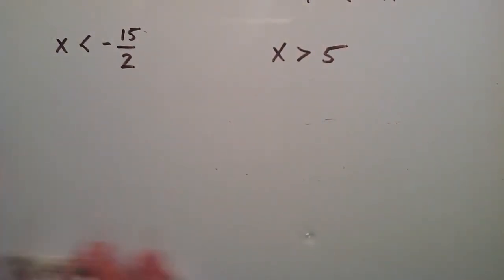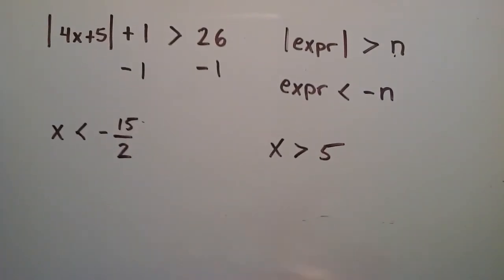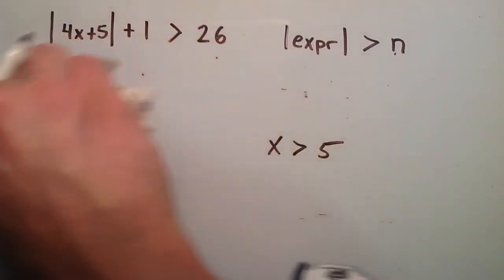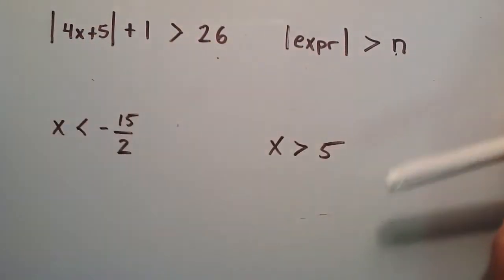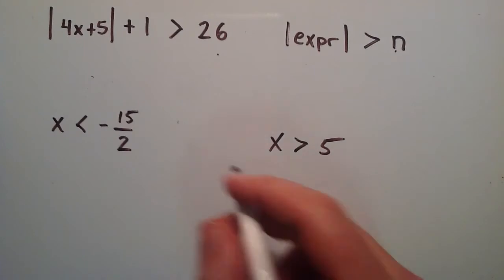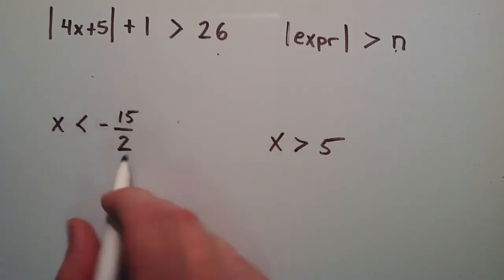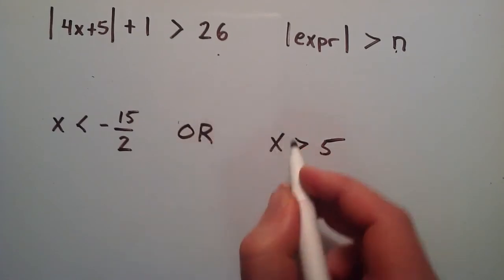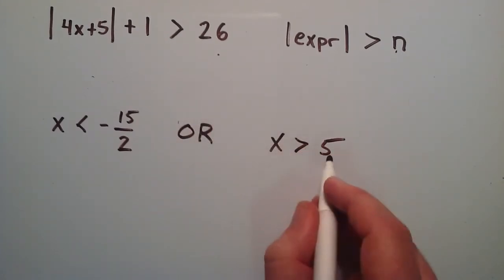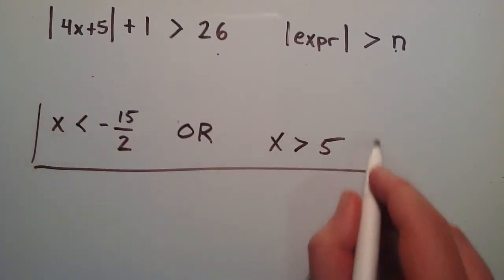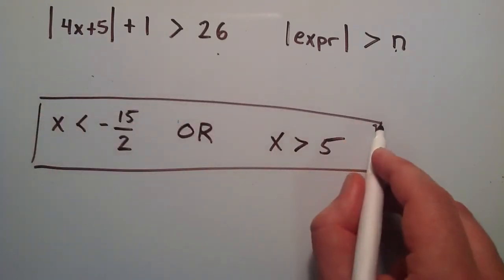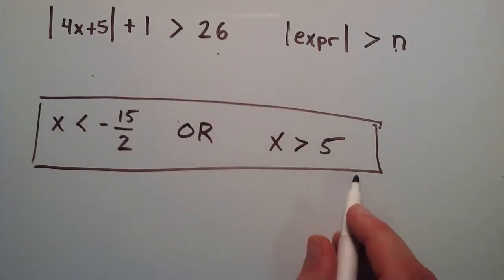So we've got those written up there now. So now let's just go ahead and look back at this stuff for a second. So really this is our solution. x can be less than negative 15 over 2, or x can be greater than 5. So this right here would work as a solution. So there's nothing wrong with writing a solution in this form.